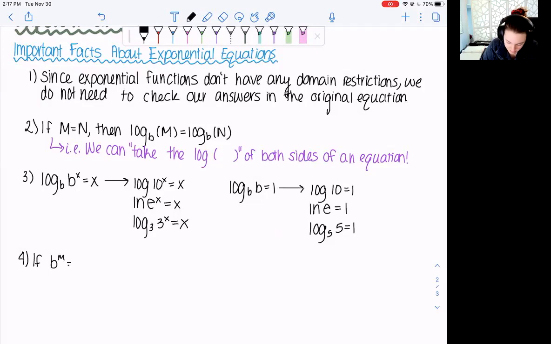If b to the m is equal to b to the n, then m is equal to n. I.e., if you have the same base on both sides, you can just set their exponents equal and solve.